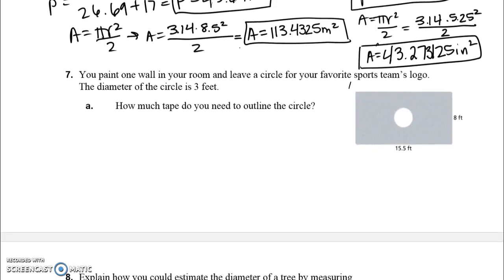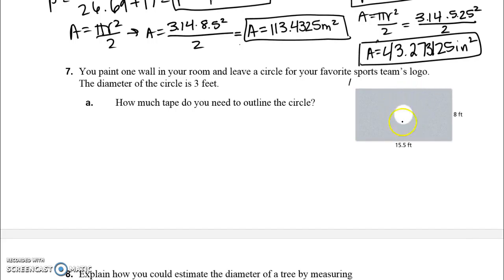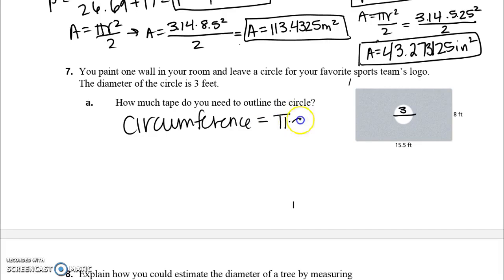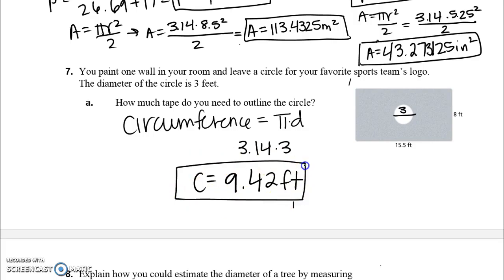Number 7, you paint one wall in your room and leave a circle for your favorite team sports logo. The diameter of the circle is 3 feet. How much tape do you need to outline the circle? That's your cue that you are finding the circumference. So the formula for circumference when you're given the diameter is pi times diameter. So 3.14 times your diameter, which is 3. You need approximately 9.42 feet of tape.